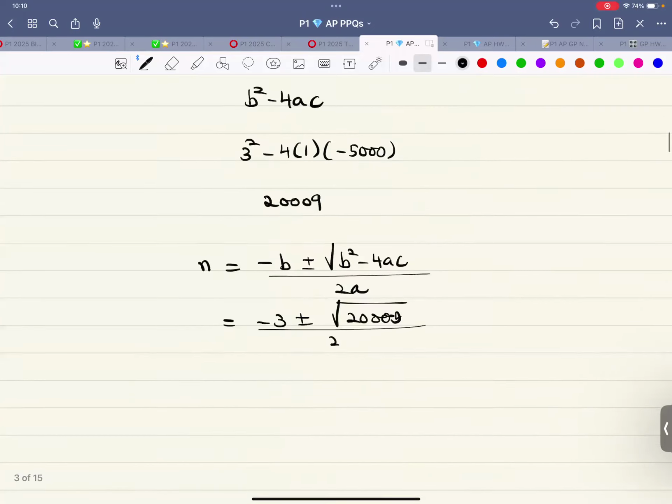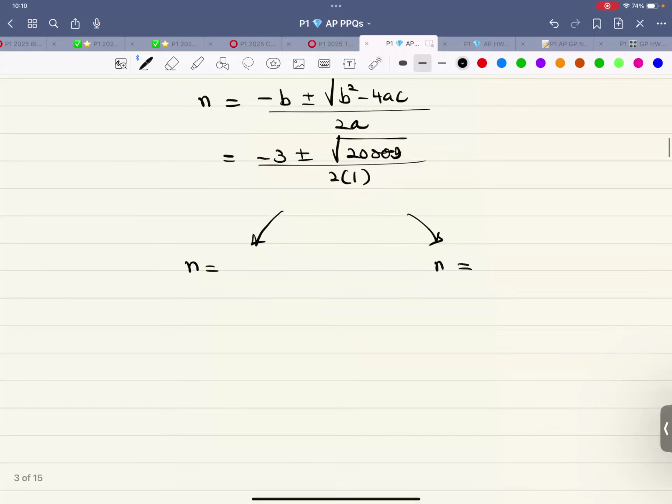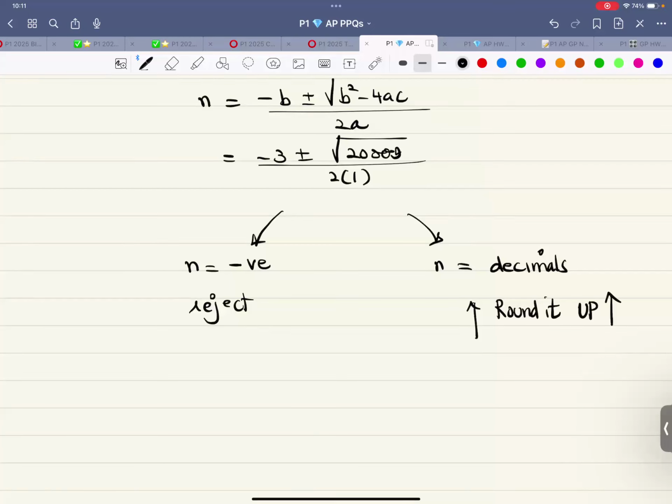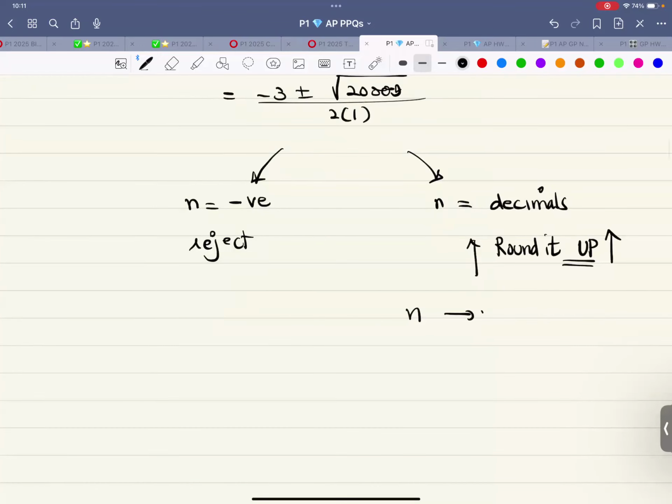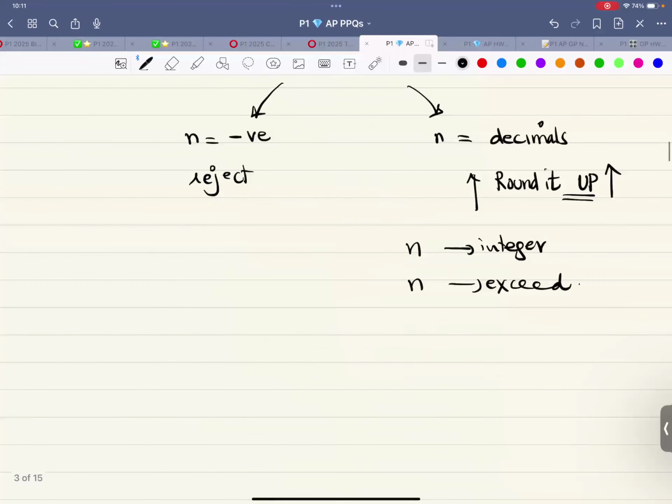How much is a? a is 1. And now you will end up with two values of n equals to something. One value will be negative, right away we will reject it. The other value will be in decimals. And the rule that I taught that day was that we will always round it up. Why do we always round it up? Because n has to be an integer. The next thing is that you have to exceed that value. And the third thing is that it's asking for the least number, and we are solving an inequality.